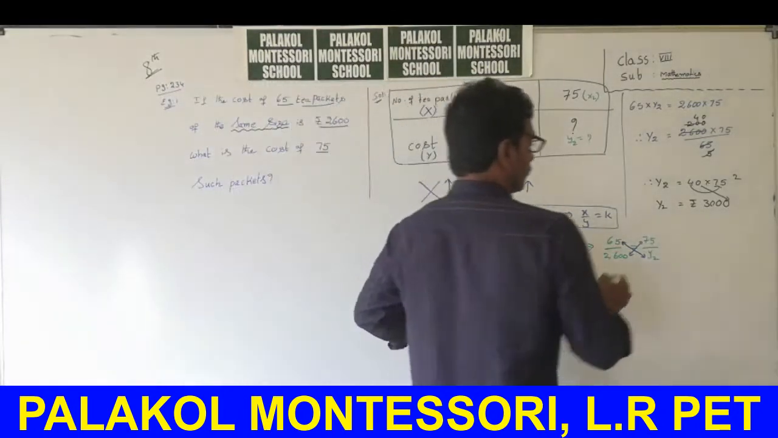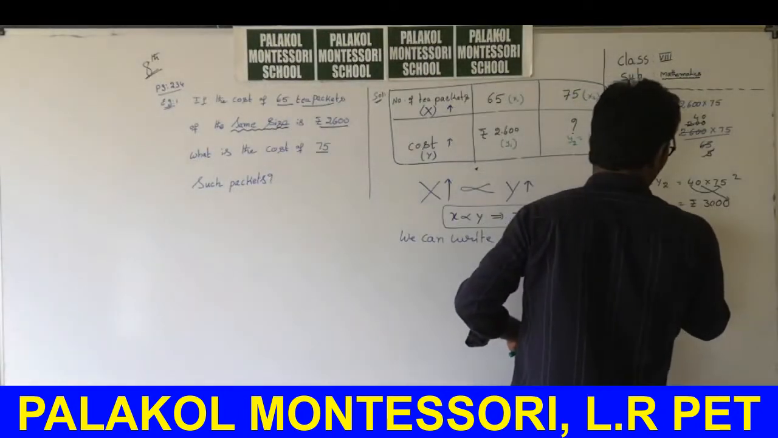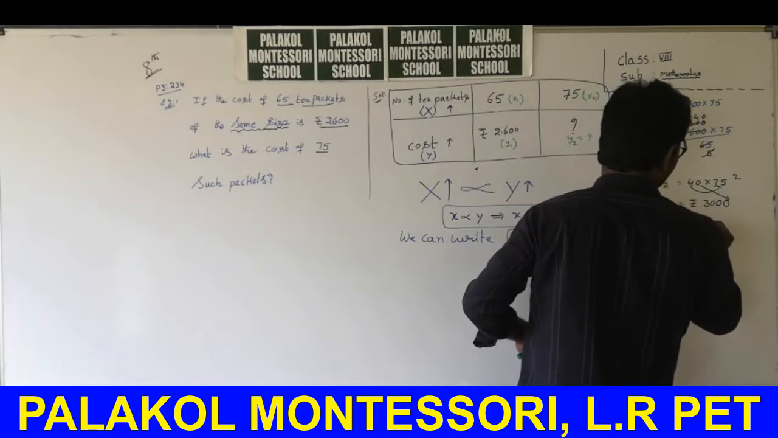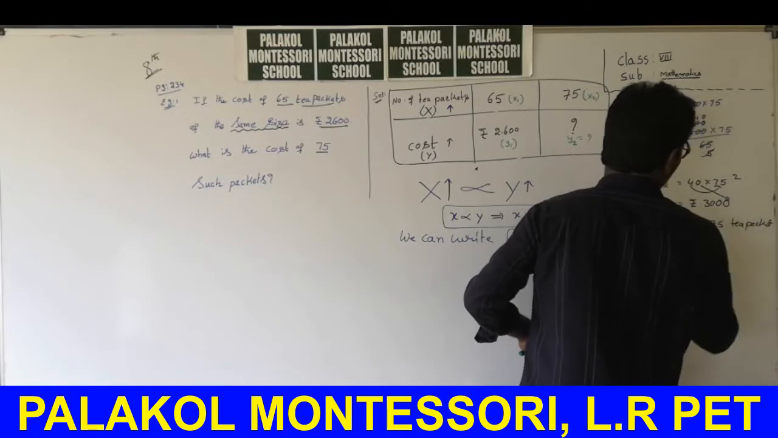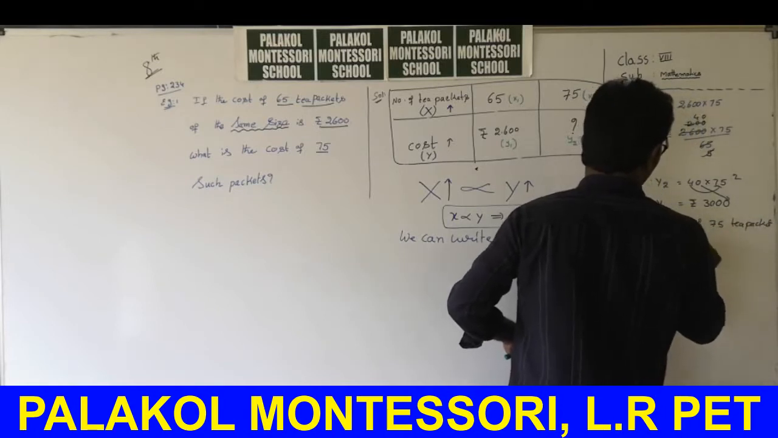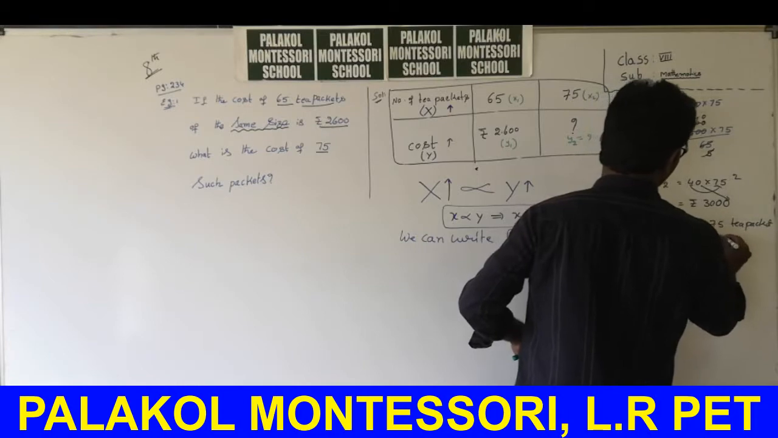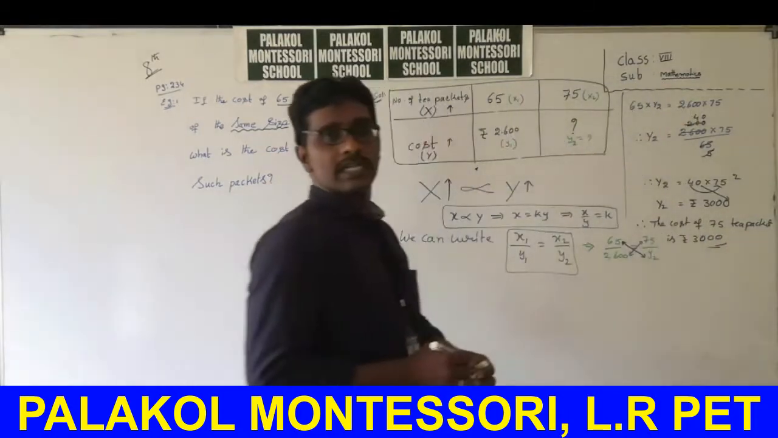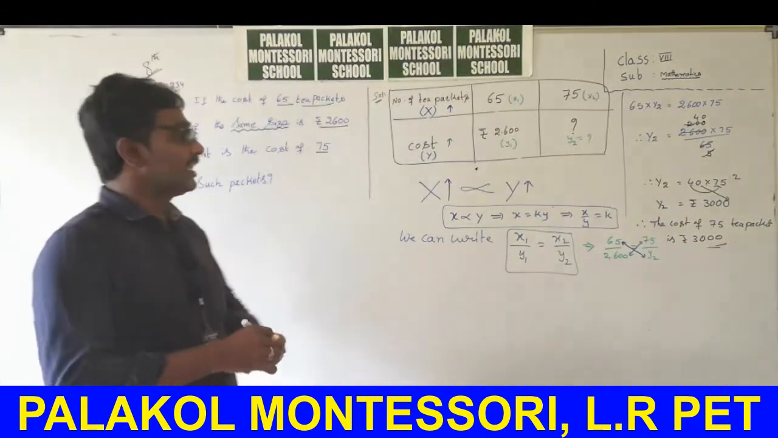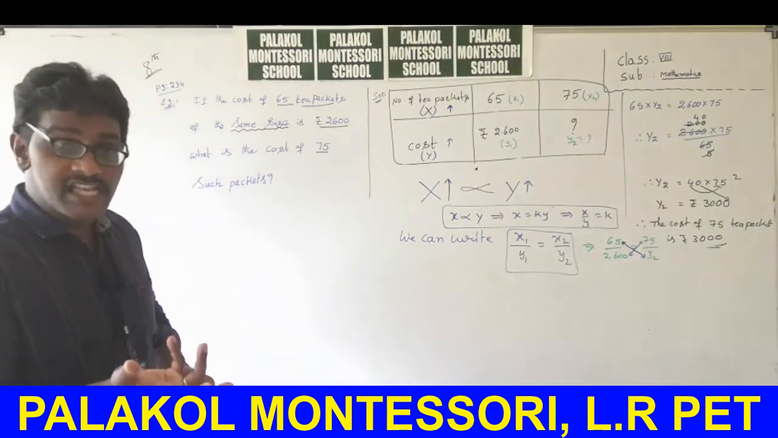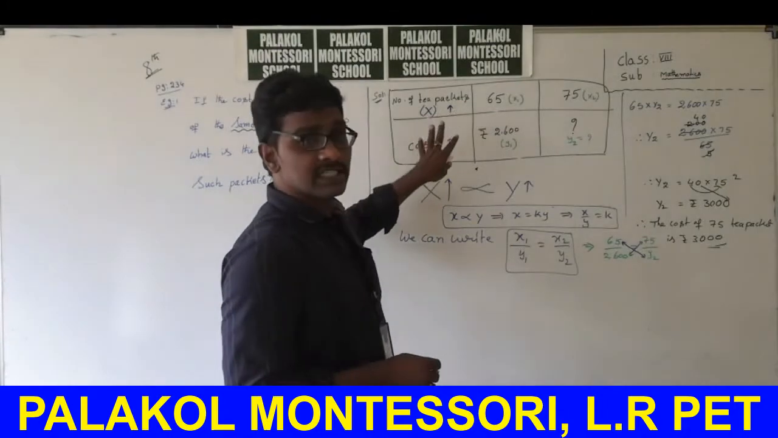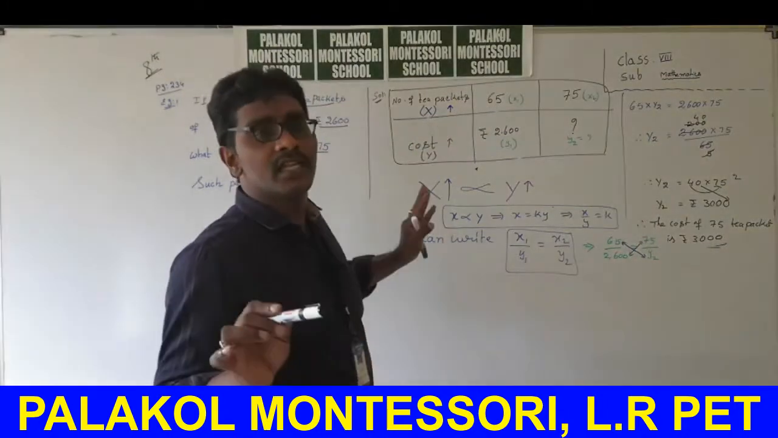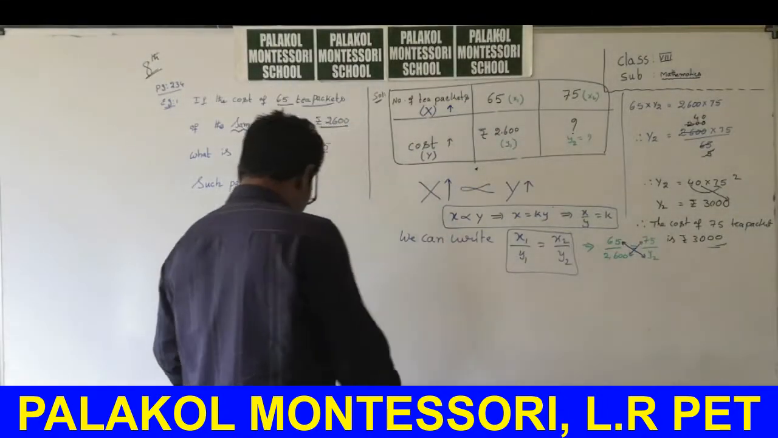Therefore, the cost of 75 tea packets is 3000 rupees. The sum is over. Is it clear, guys? It's very easy. When it is very easy, first you find out the relation. Whether it increases or decreases, you find out, then easily do it. That's one. Next one.